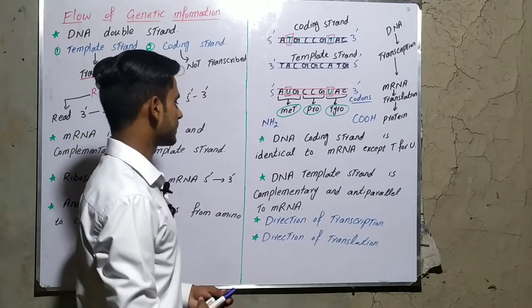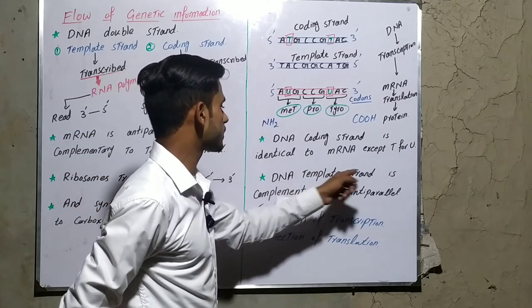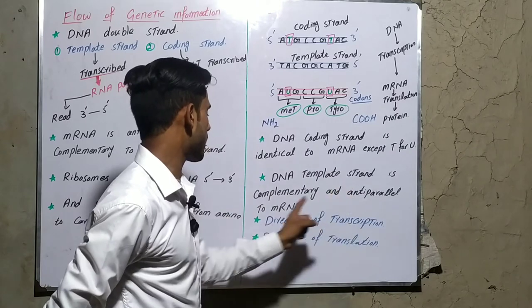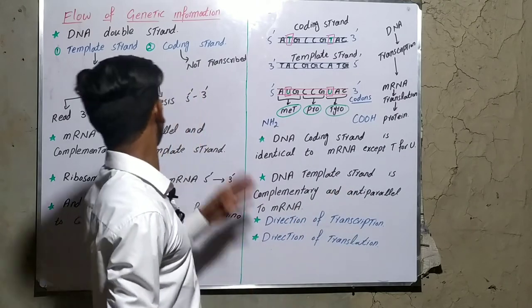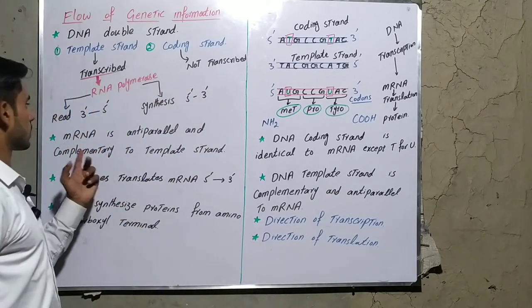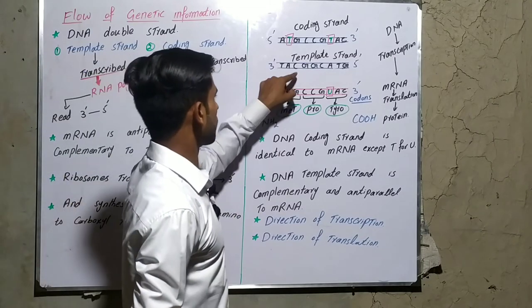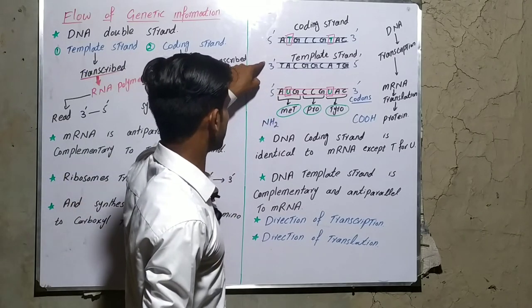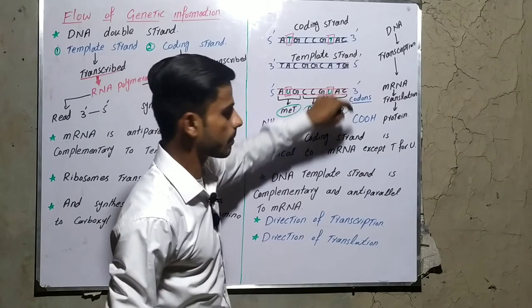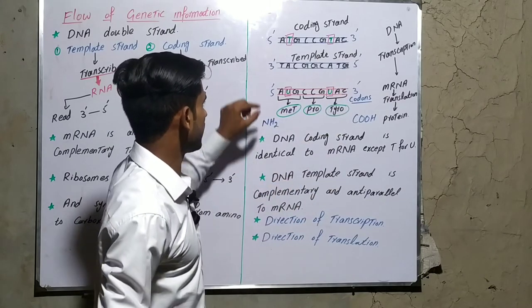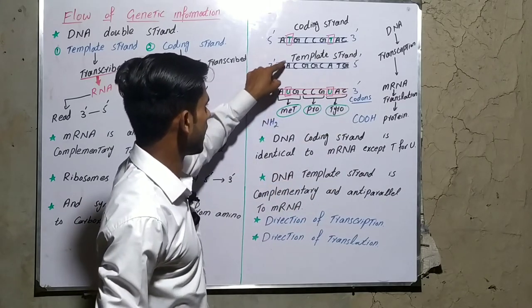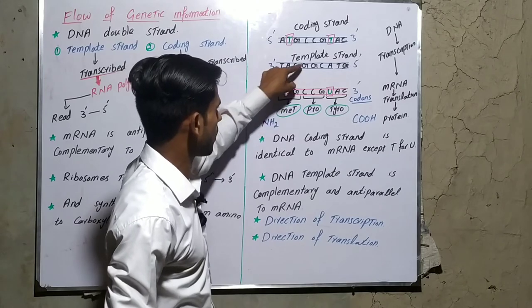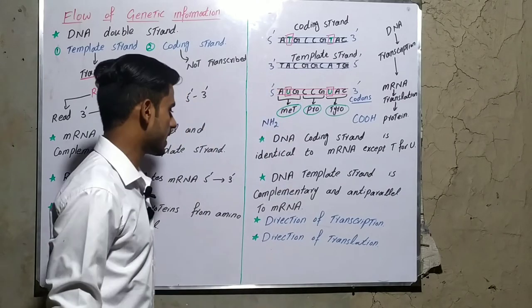But the next thing says that the DNA template strand is complementary and antiparallel to messenger RNA. So simple, again, that concept: this is the template strand, and this template strand is antiparallel, 3' and 5', 5' and 3'. So it is antiparallel and complementary, as you can see: thymine, adenine, uracil, cytosine, guanine, cytosine. So this is complementary as well.